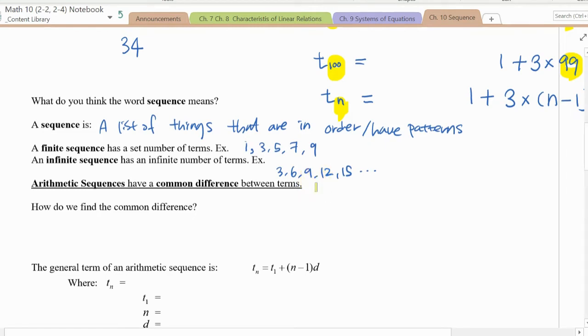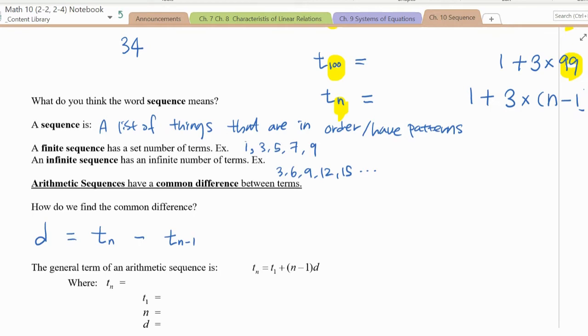So how do we find the common difference? Say we have the nth term and the n minus 1th term. We subtract, and that is the common difference. We use D for common difference, all right?